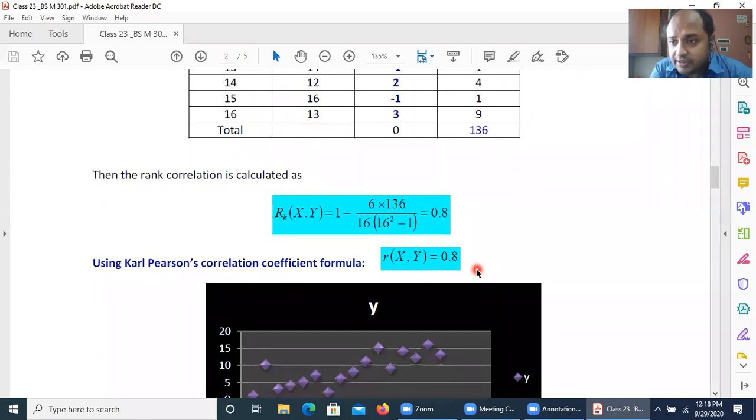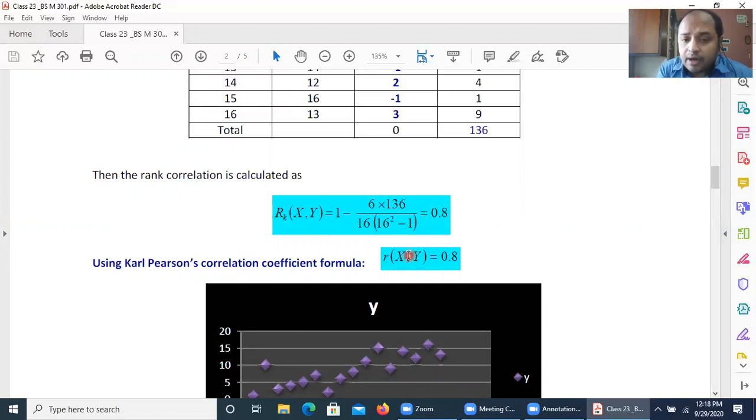In the Excel sheet, the CORREL function is actually denoting Karl Pearson's correlation coefficient. So what is the justification? Why is this happening? The rank correlation coefficient is 0.8, and Karl Pearson's correlation coefficient is also 0.8.